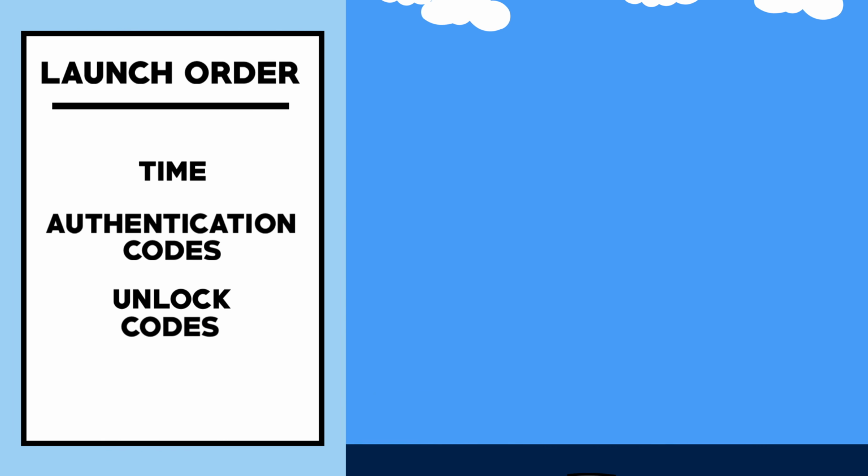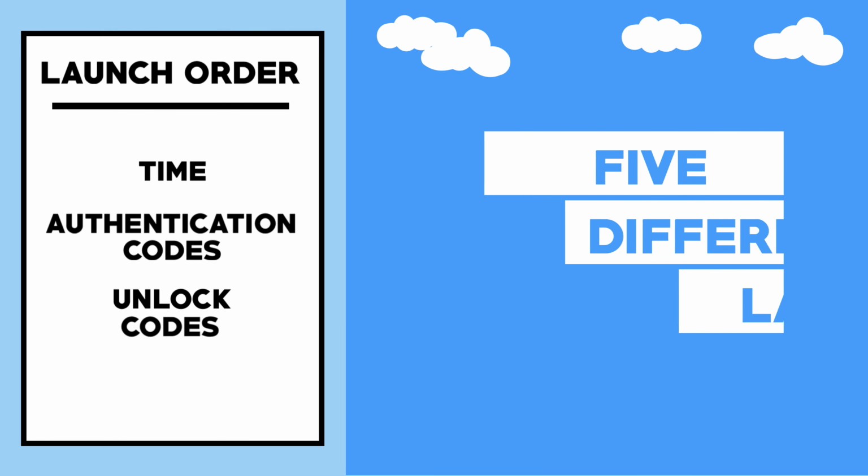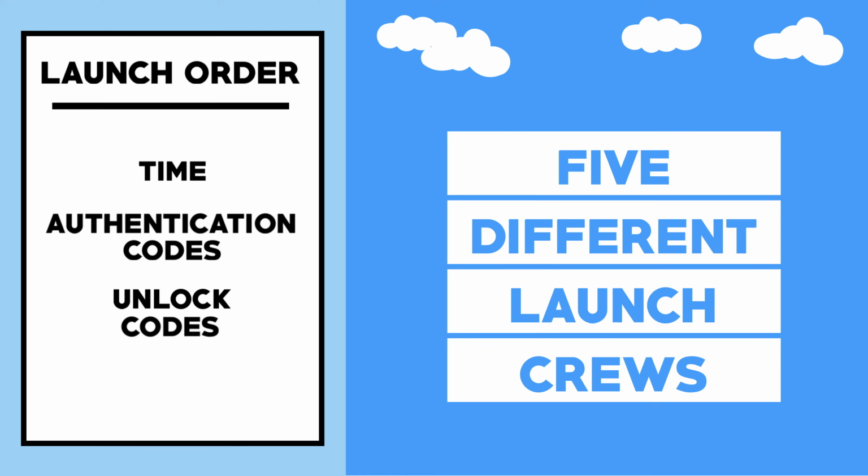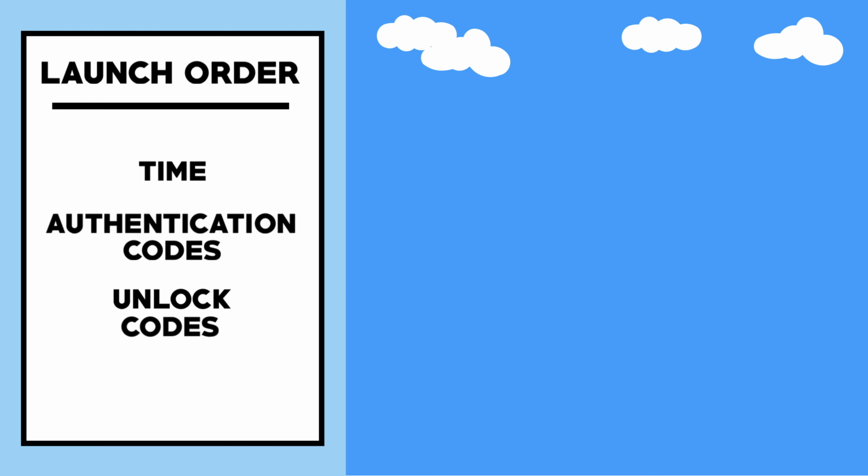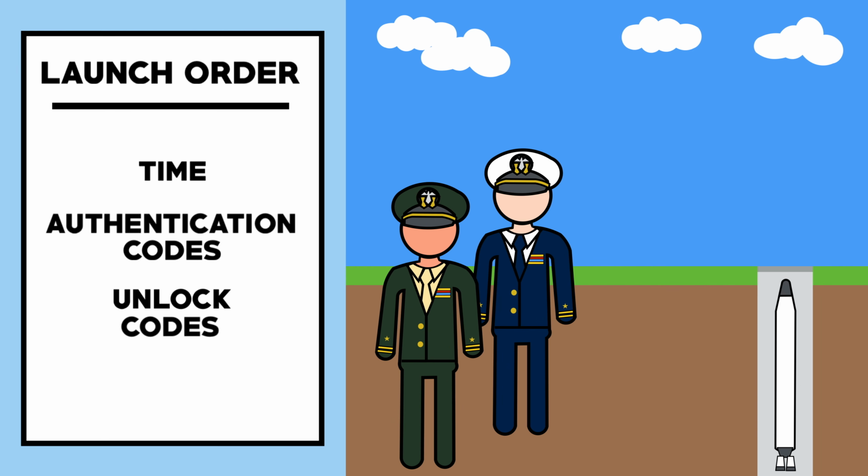If the order goes to an ICBM land base, then it gets sent to 5 different launch crews who are all located miles apart from each other. These crews consist of 2 people who verify the codes sent by the war rooms, and if the codes match, they retarget the missiles and unlock them ready to launch.